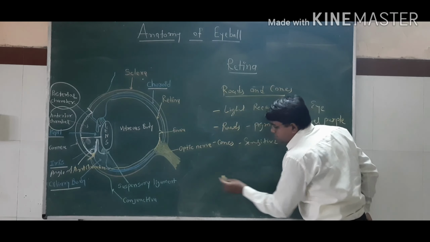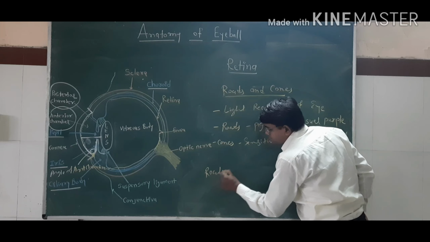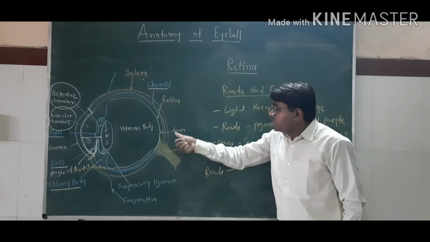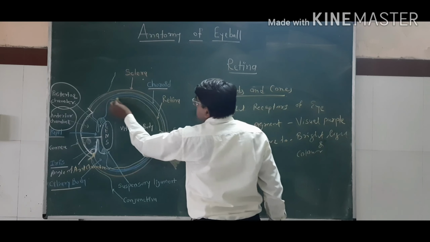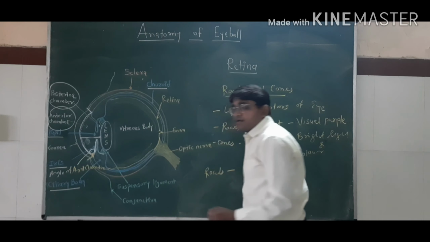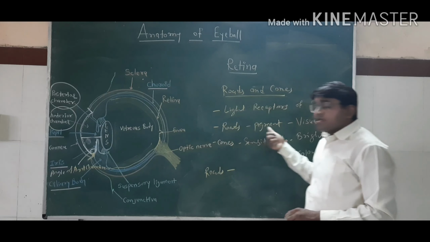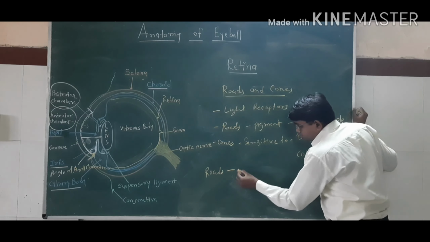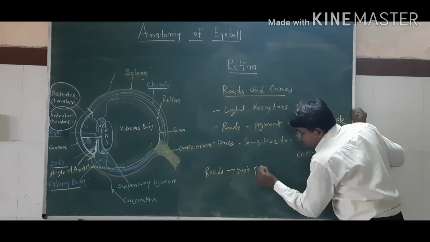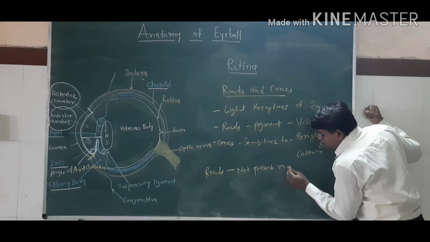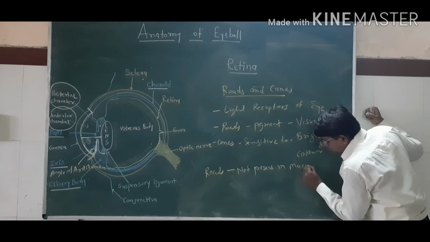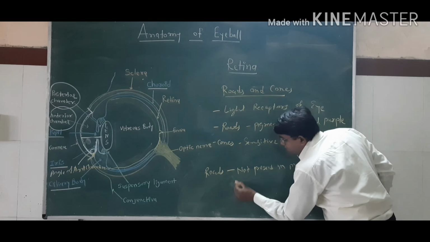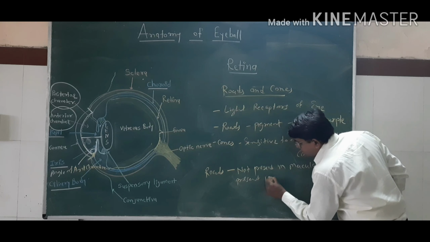The rods, next the location of the rods. So the rods are present in the periphery. Okay, in this all peripheral area, the rods are present, but they are not present in the fovea, the macula lutea. So rods are not present in the macula lutea, present in the peripheral area.